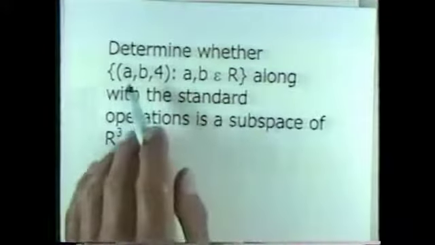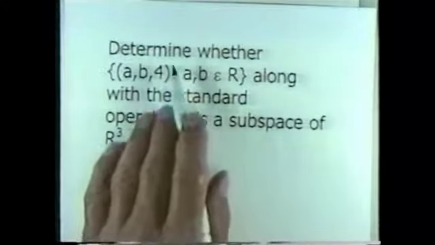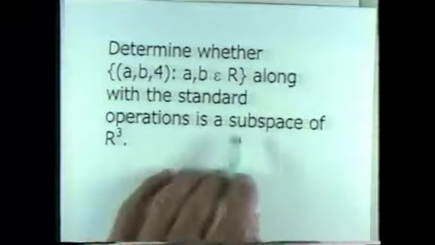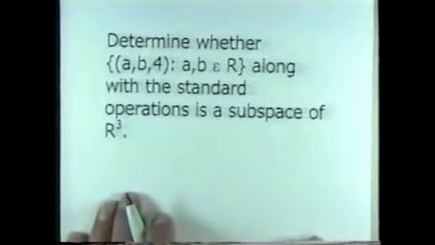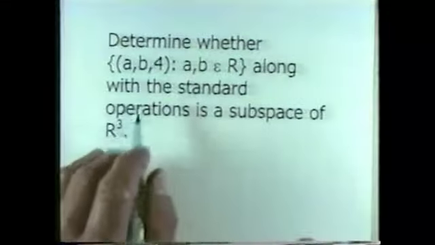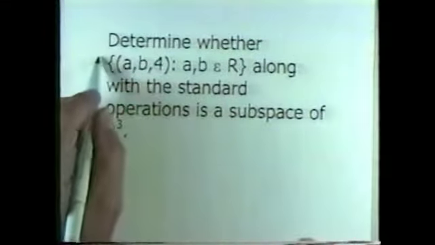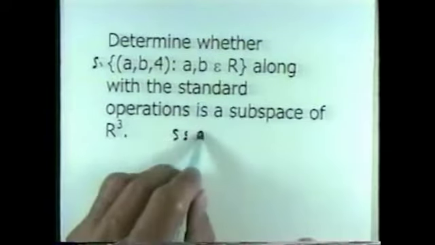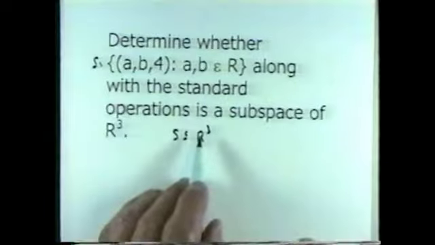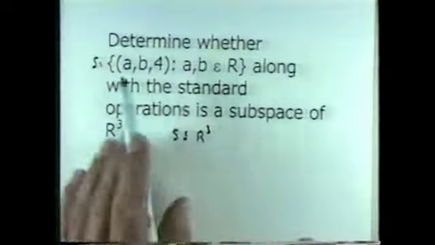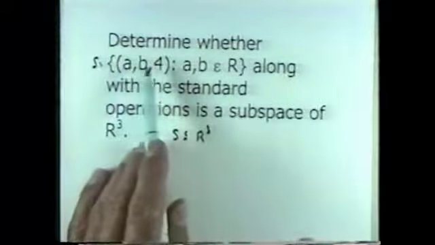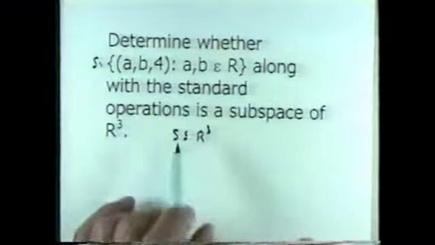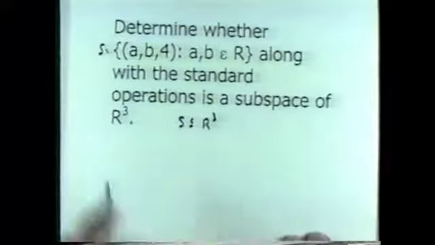To determine whether the set of (a, b, 4), such that a and b are real numbers, along with the standard operations, is a subspace of R cubed. Well, obviously it's going to be a subset. If we let this be S, obviously S is going to be a subset of R cubed, because R cubed would be the set of all possible ordered triples, and here we have (a, b, 4), and a and b are real numbers. So obviously S is a subset of R cubed.